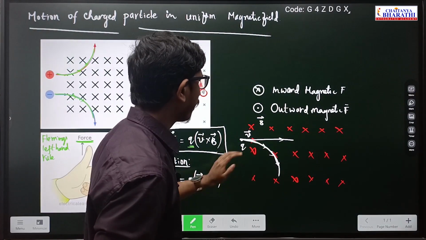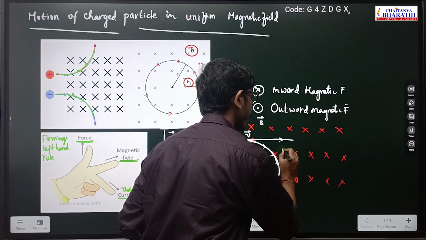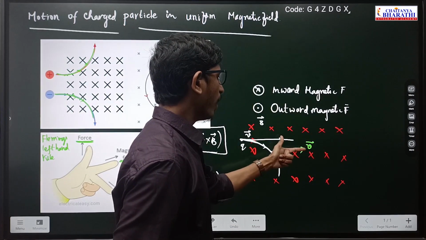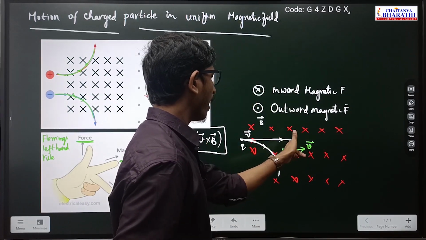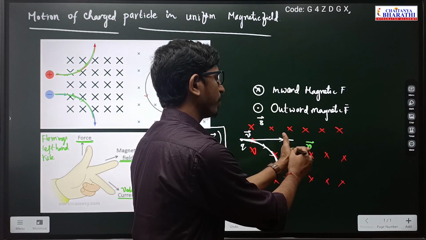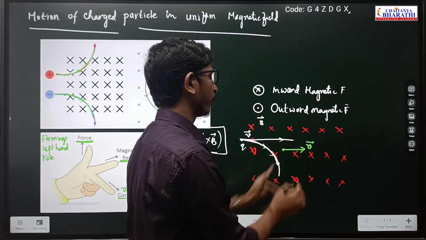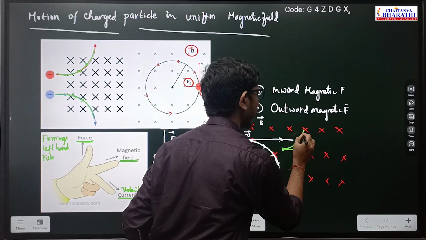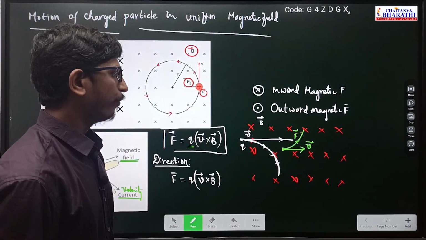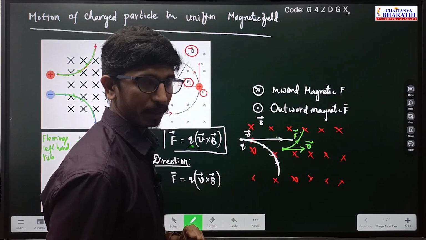So in this situation, if the particle is here, let's say it is going in this direction, then V bar I am keeping this way. The magnetic field I have to keep this way because it is into the paper, and the middle finger should be in the direction of V bar. Automatically the thumb gives you the direction of force. So this particle will experience a force in this direction. If it is a negative charged particle, it will experience a force in the opposite direction.